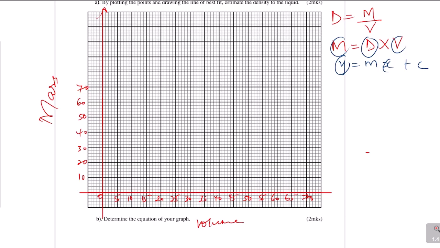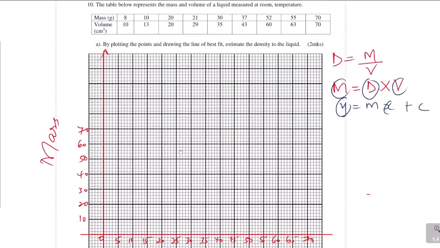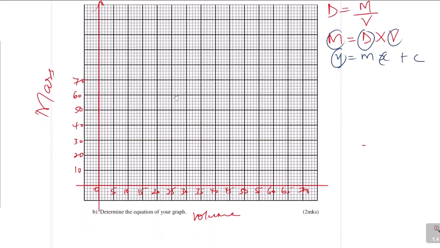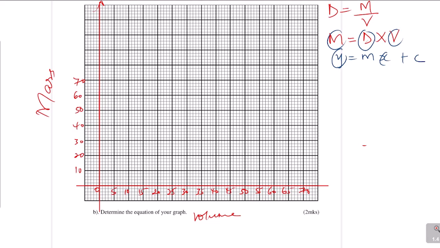So now when you're plotting, you need to be very keen, because you have volume. Volume is on the x-axis, so the first point should be 10, 8. You need to understand the scale on both axes. 10 on the y-axis should be here, and 10, 8 should be there. One small square on the y-axis represents 2. One small square on the x-axis represents 1.